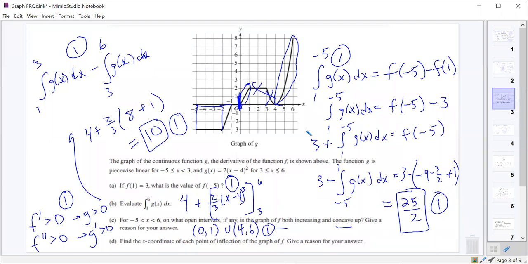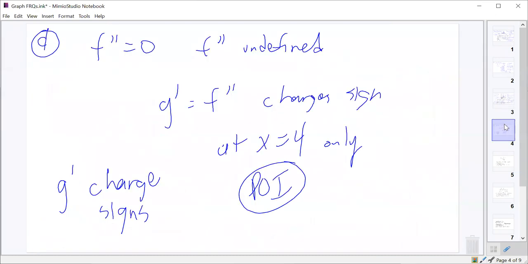Any other questions on that one? What was the point values for D? For D, just 2 points for the answer with a reason. Or really 1 point for the answer, 1 point for the reason. Right, so answer is x equals 4. Reason is G prime or F double prime changes signs there.